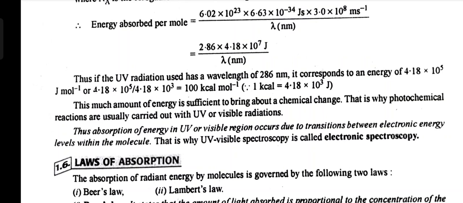This much amount of energy is sufficient to bring about a chemical change. That is why photochemical reactions are usually carried out with UV or visible radiation. Thus, absorption of energy in UV or visible region occurs due to transition between electronic energy levels within the molecule. That is why UV spectroscopy is called electronic spectroscopy.